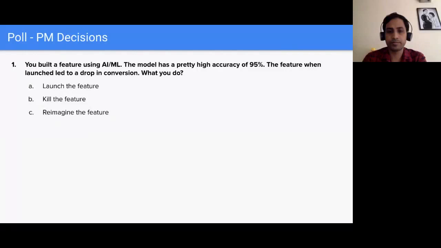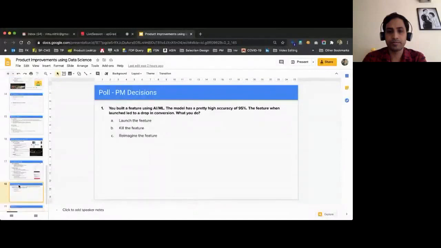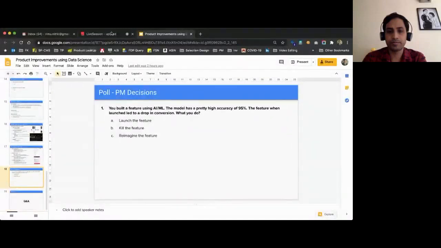Third is, if none of this works, try to think if the feature can be positioned in a slightly different way. Maybe you can use the same model that you built and position the feature in a much different way. So think about ways where you can uncover more hidden truths about why the feature didn't work, and accordingly make the right product calls in terms of whether to launch it, how to launch it, and when to launch it. Yeah, I think this is what I had from my presentation. So thanks for listening. I'll stop here and go to the Q&A section.